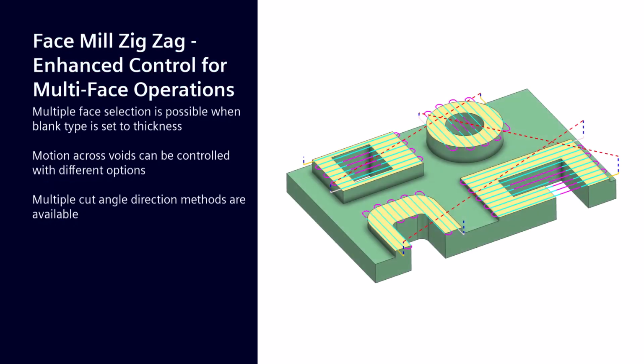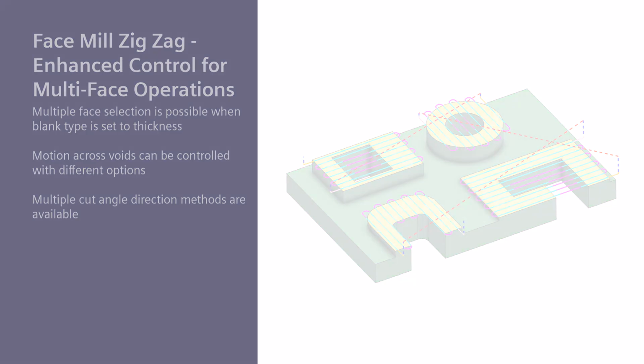For face mill zigzag operations, multiple faces can be selected when blank type is set to thickness. Motion across voids can be controlled with different options, and multiple cut angle direction methods are available.